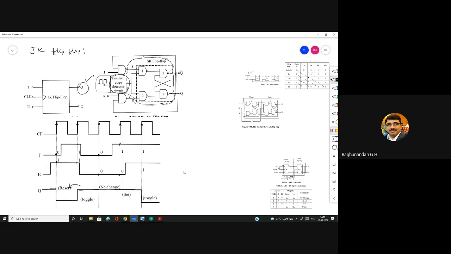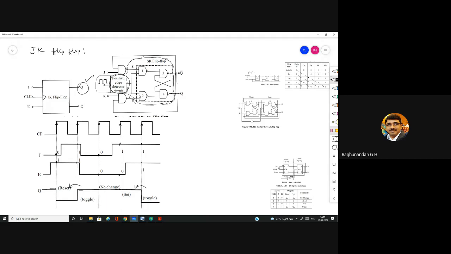Next, again, when the next rising clock pulse comes, it is going to check. So again, we got both J and K as 1, 1. So again, it enters the toggle state. As we know, toggling means it is going to check the previous value. The previous value is high, so now the present value will become 0. So this is how the JK flip-flop is going to work.